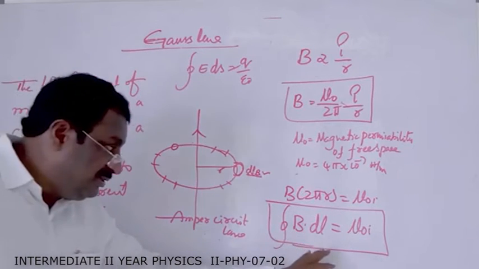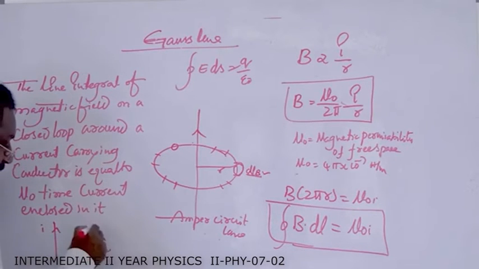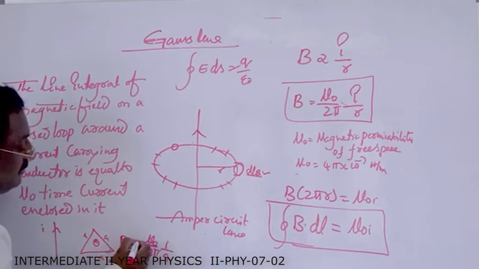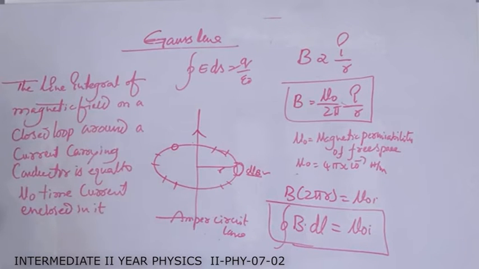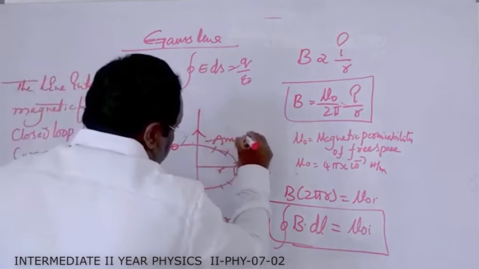So both are similar, and this law we can also use where there is symmetry. Symmetry means, for example, if a current carrying conductor is bent in the form of a triangle, each side of the triangle being A, then the magnetic field at the center of the triangle can be found as mu naught by 4 pi times I by A, where A is each side. So this is called an Amperian loop.